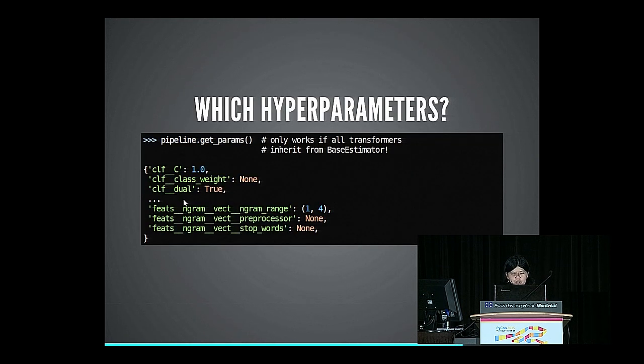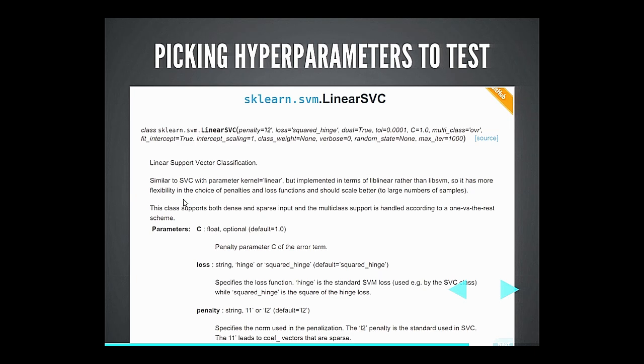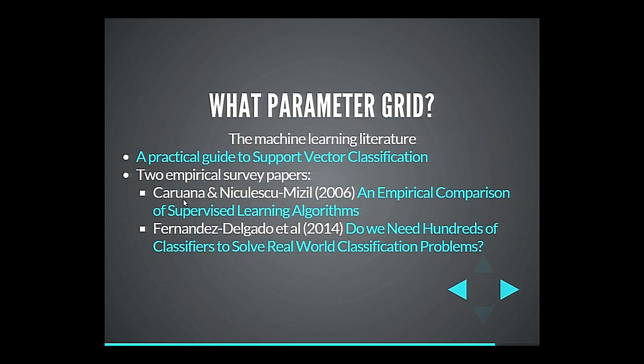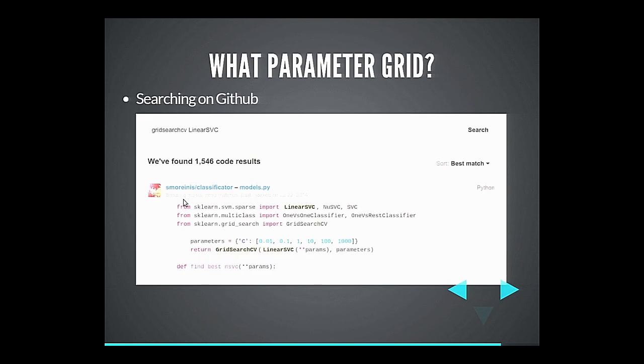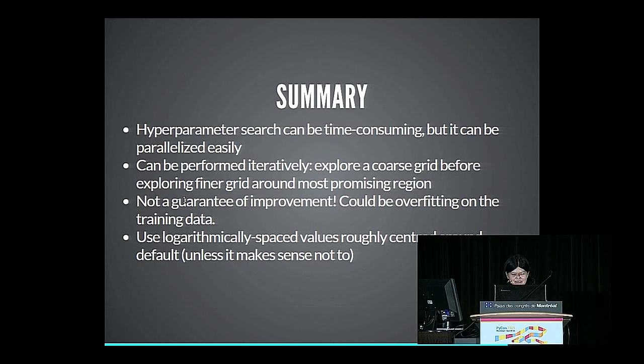I wanted to talk about which hyperparameters to choose, but I don't think I have the time to do this. Basically, it's usually the top few parameters in the documentation, and I also recommend these papers. You can also look on GitHub to see what other people did, and I'm going to post the slides later so you can read the summary.